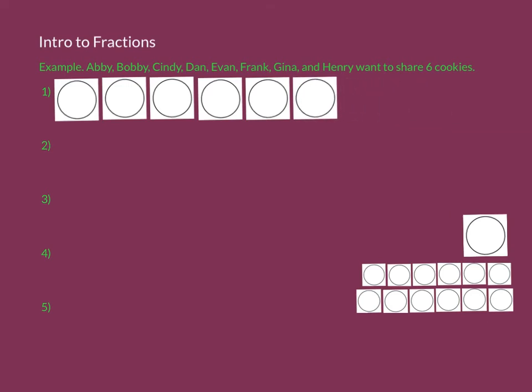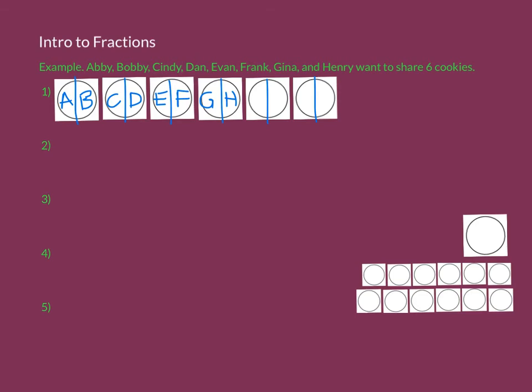Now, halves are the easiest fraction for students, and so because you know that each person won't get a full cookie, the most common strategy that students are going to do, they're going to go through and say, well, I can split these all in half. And then I can start to give the smaller pieces away. So maybe this one goes to Abby, Bobby, Cindy, Dan, Evan, Frank, Gina, and Henry.